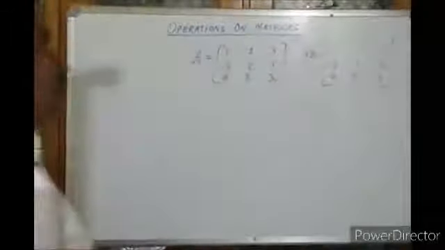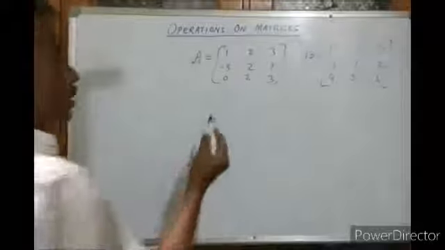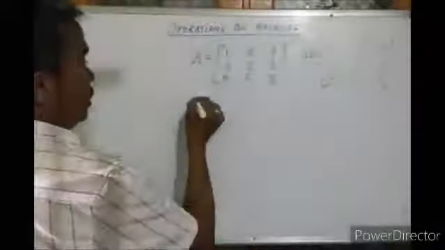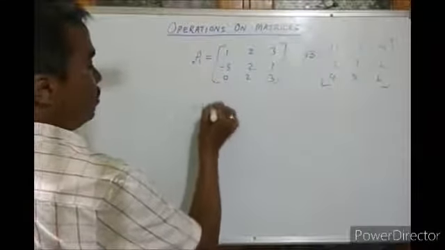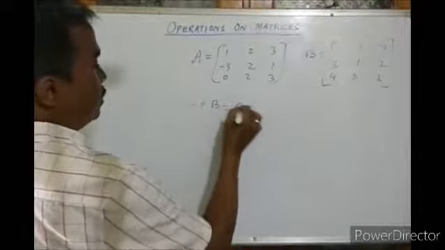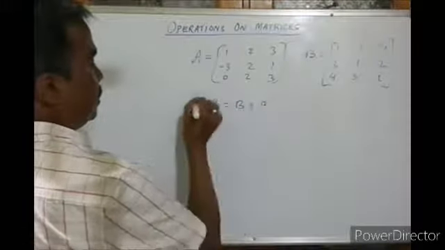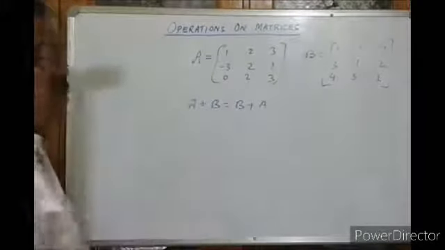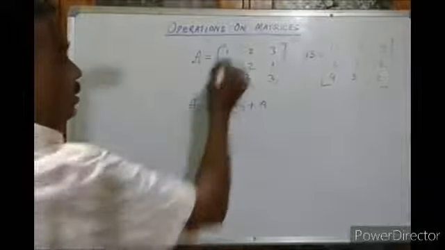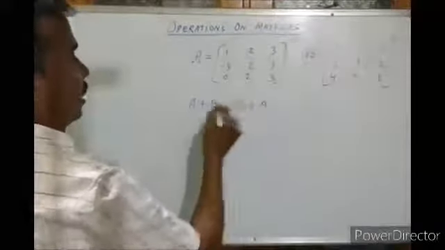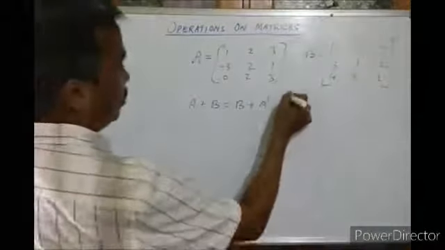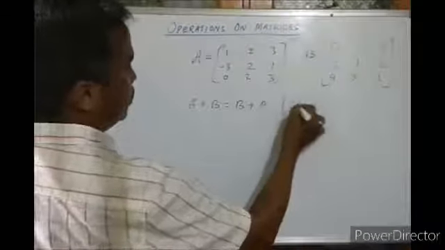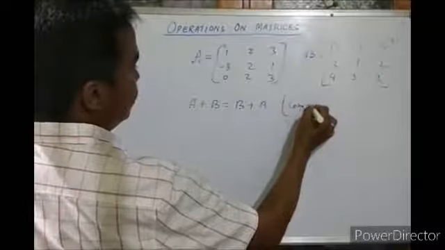And we can easily see some properties of addition of matrices. If A and B are two matrices, then obviously A plus B is equal to B plus A. We can check it very easily. If you add A plus B and B plus A, both will be equal. So this is called the commutative law of matrix addition.